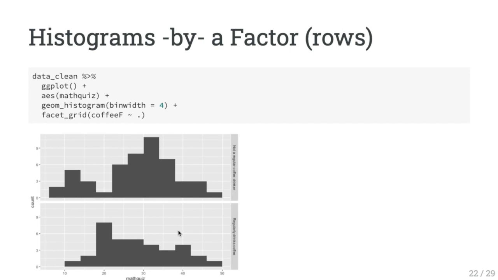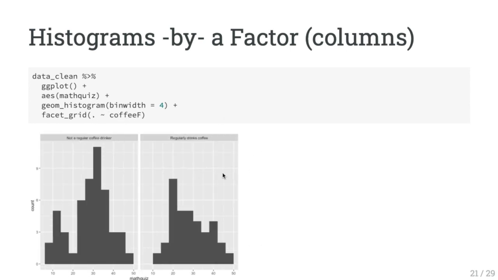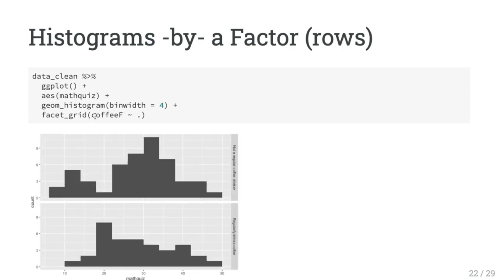So like I mentioned, we can make it so coffee F is now represented by the rows. So when we had it here, it's columns. Here, it's rows. Now in a case like this, it can be really useful to use rows because we want to actually see where people are.